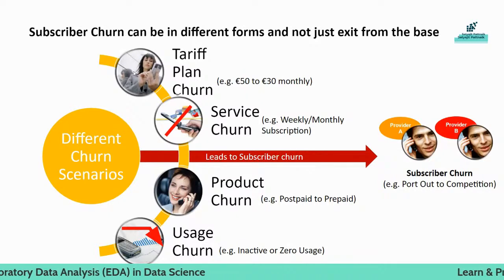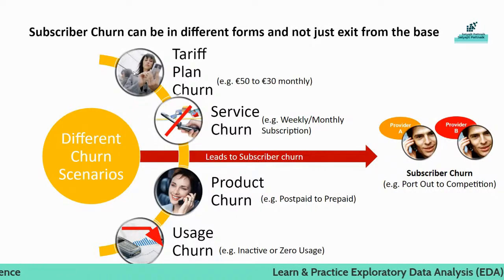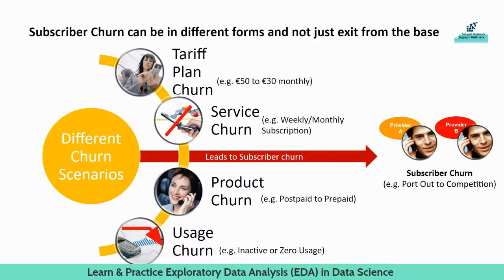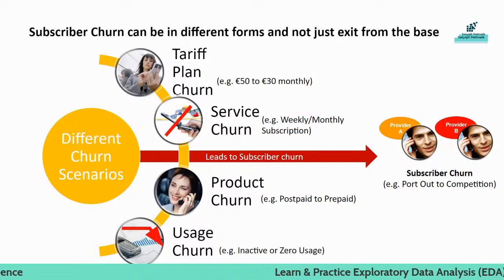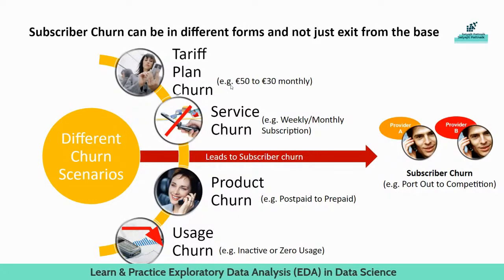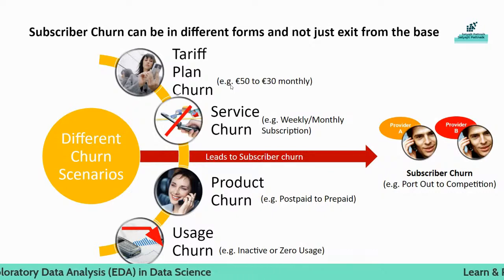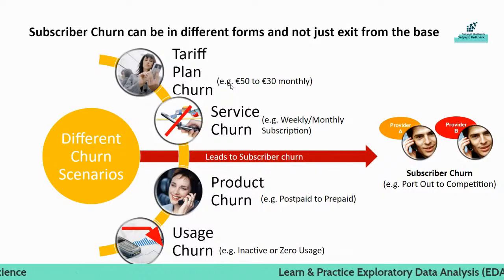Now your question would be why it is considered churn? Because churning is something where there is a revenue loss for the company. It's not always mandatory that only leaving the company is called churning. There could be tariff plan churns, service churns, product churns, and usage churns as well. Tariff plan churn is as simple as moving from a 50 euro plan to a 30 euro plan monthly. So straight away 20 euros is lost to the company per month and per customer.